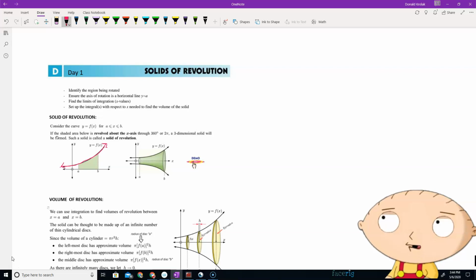and we shade the area underneath it between the function and the x-axis, and then bounded on the left and right by a and b, we can solve for the integral of that function with respect to x, and that will give us the area under this curve.